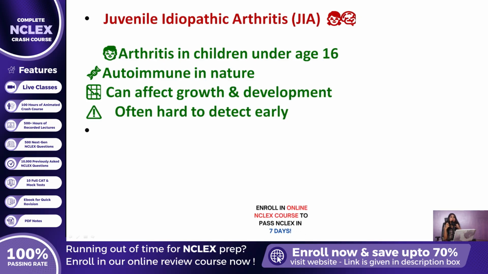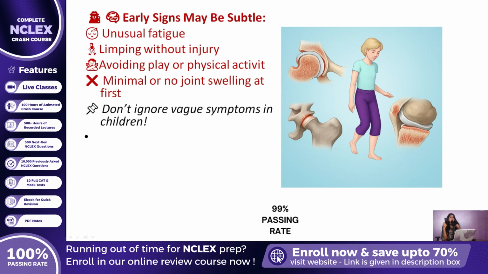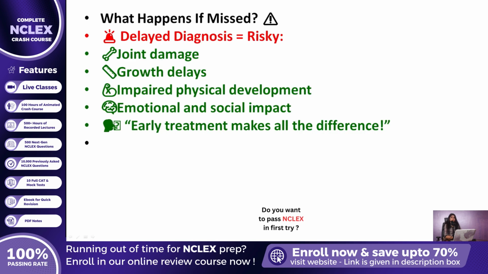Sometimes the signs are subtle. A child might just seem unusually tired, start walking with a limp, or avoid physical activity they once enjoyed. There might not even be visible swelling in the joints at first, which makes early diagnosis even more challenging. But here's the critical point. If it is not caught and treated early, juvenile idiopathic arthritis can interfere with a child's normal growth and development.